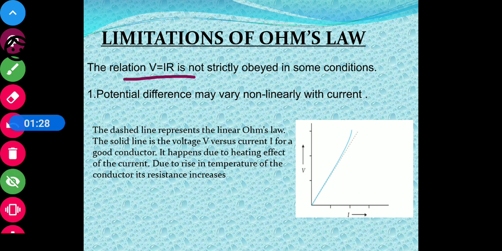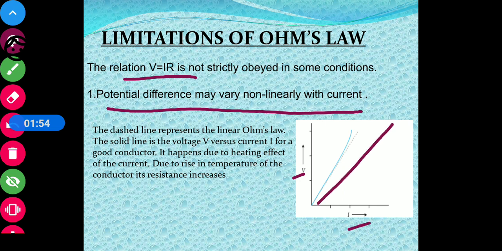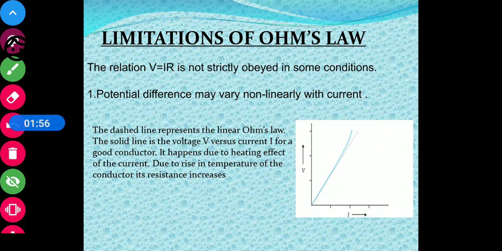Now, limitations of Ohm's law. That means the relation V is equal to IR is not strictly obeyed in all conditions. In some conditions it does not follow. The first condition is that the potential difference may vary non-linearly with the current. When current is passing through the conductor and we draw a graph between V and I, we find that it comes in a straight line, shown by the dotted line.